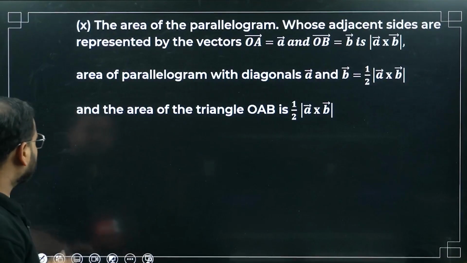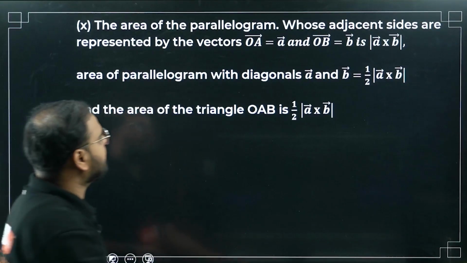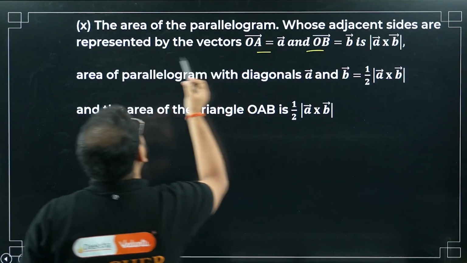Now the last property is based upon this result. If I have, let's say, vectors A and B given like this, which are the sides of a parallelogram.